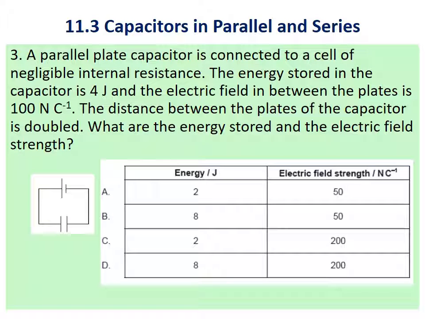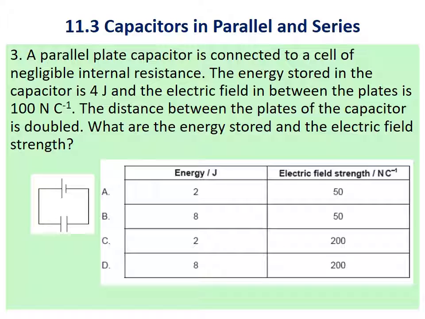A parallel plate capacitor is connected to a cell of negligible internal resistance. The energy stored in the capacitor is 4 joules, and the electric field in between the plates is 100 newtons per coulomb. The distance between the plates of the capacitor is doubled. What are the energy stored and the electric field strength?